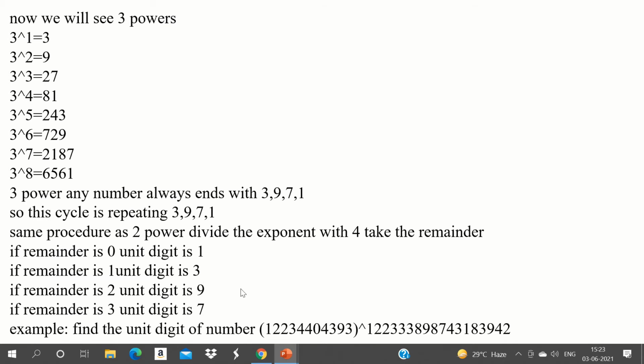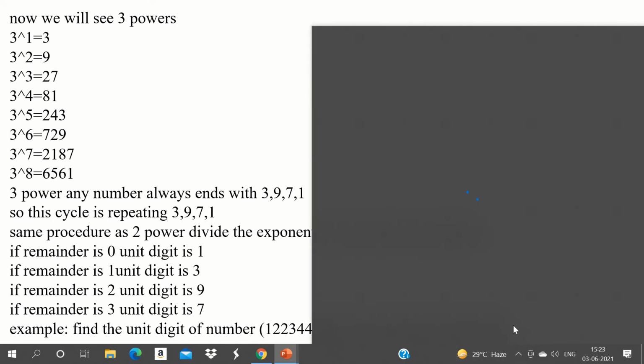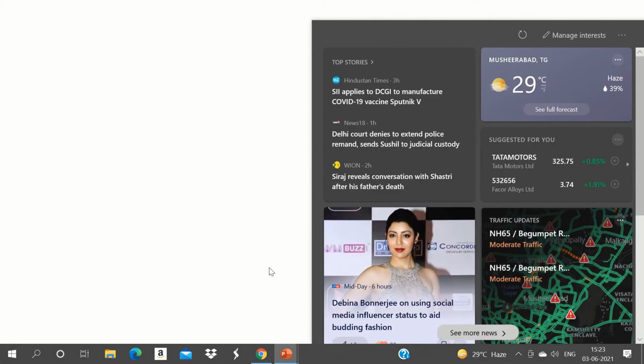If you see one question, you will be able to see the thing very easily. The question is a number ending with 3 with the power of another bigger number. We have to divide this exponent by 4. If you divide this exponent by 4, you get a remainder of 2. How will you get a remainder of 2? You have to observe just the last 2 digits only.